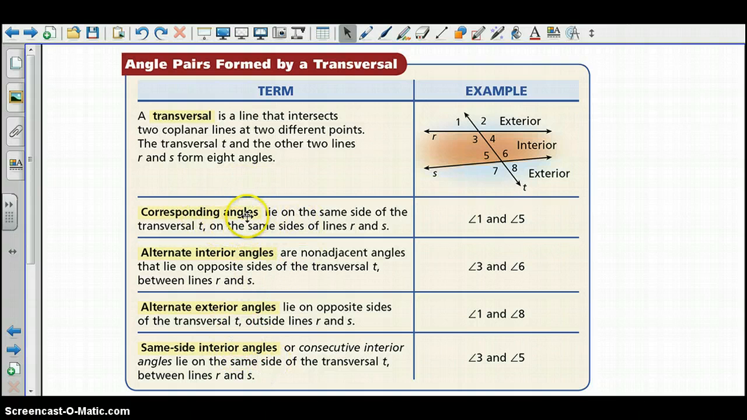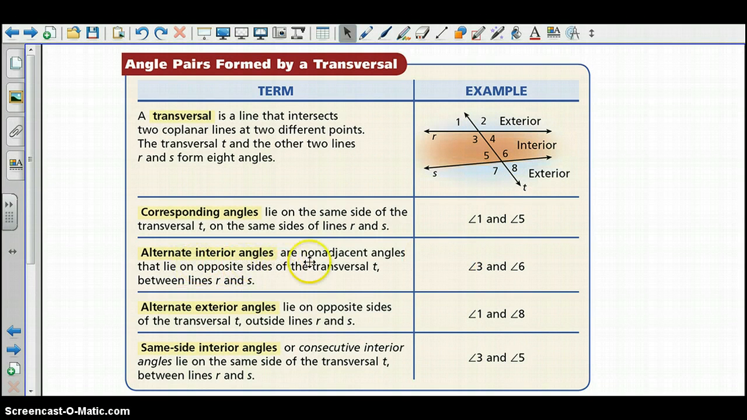In this example, corresponding angles are angles that lie on the same side of the transversal and on the same sides of lines R and S respectively. So they tell you that angles 1 and 5 are corresponding angles. Angle 1 is to the left of the transversal and above line R. Angle 5 is also to the left of the transversal and it is above line S. Those are in corresponding positions. So we could say 3 and 7 are corresponding angles. 4 and 8 are corresponding angles, and 2 and 6 are also corresponding angles.